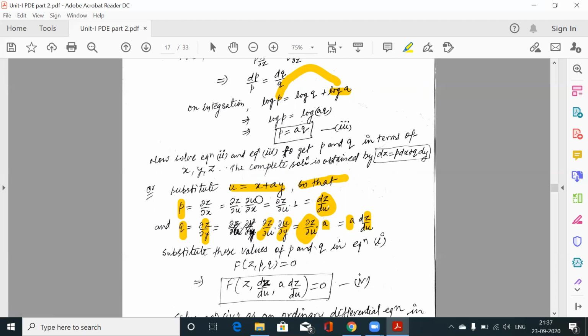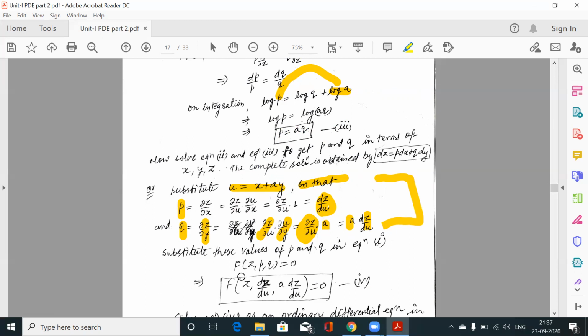And if we use the transformation ax plus y, what would be the change? The change is only one thing: this a will come here, meaning p would be equal to a dz over du and q would be equal to dz over du. Otherwise there is no difference. So you can use either of these transformations, either ax plus y or x plus ay. Both will work, both will give us our required solution. So p is equal to dz over du, q is equal to a dz over du.